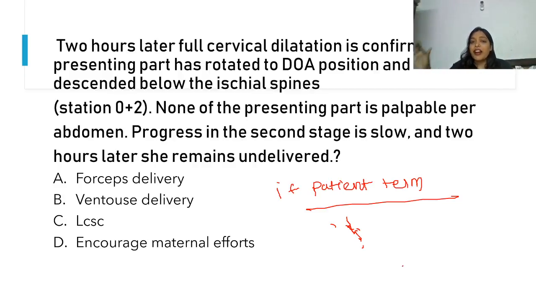Next, another possibility is the occipito-posterior going back and becoming occipito-sacral position, and then it will deliver as face to pubis, provided the pelvis is anthropoid. Anthropoid pelvis favors the face to pubis delivery, right? Next, you can apply forceps or vacuum only when the station is below +2. This point is also very important in this question.